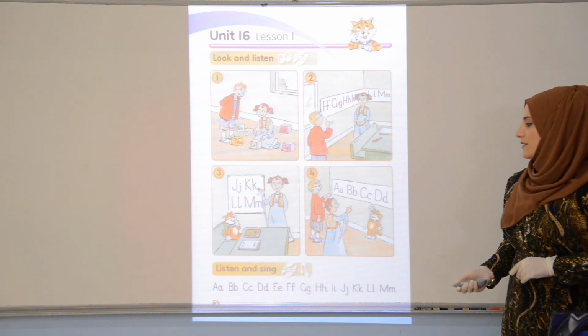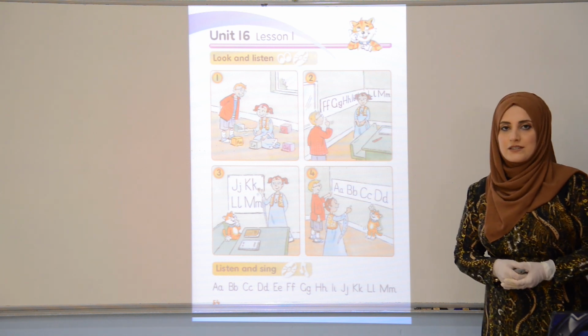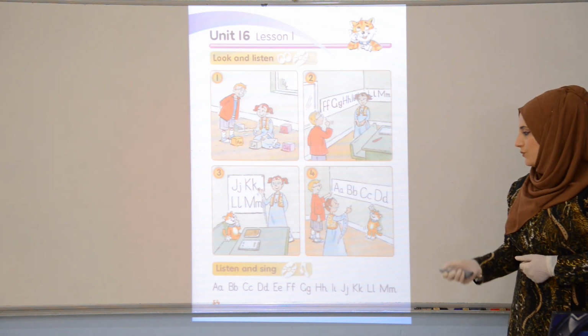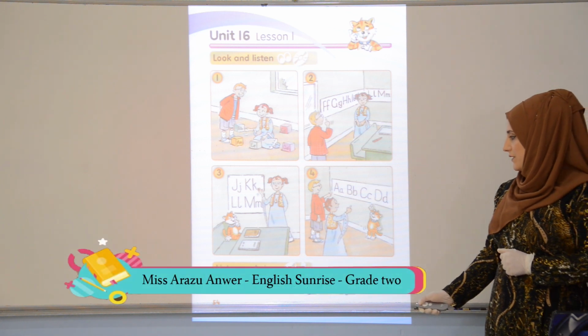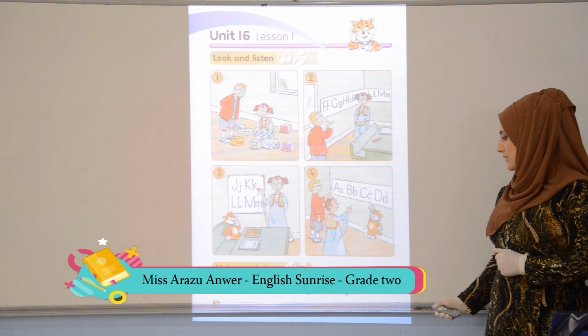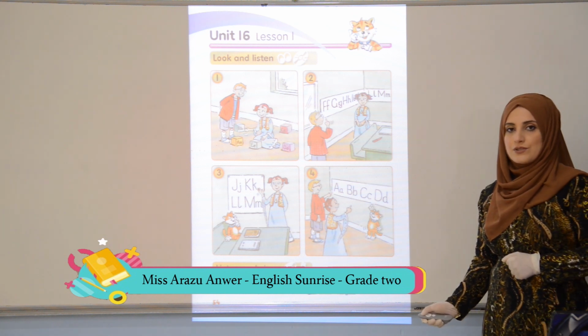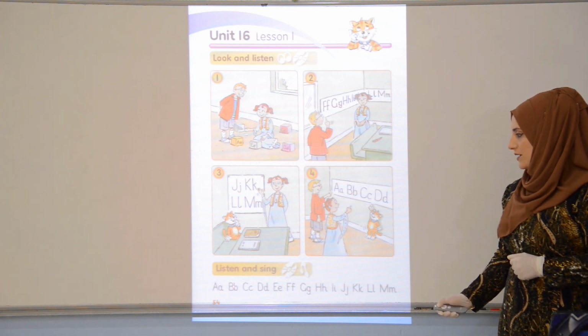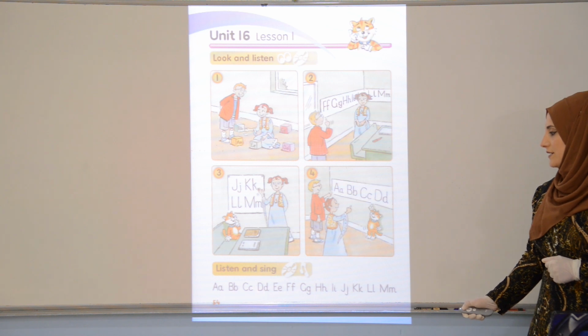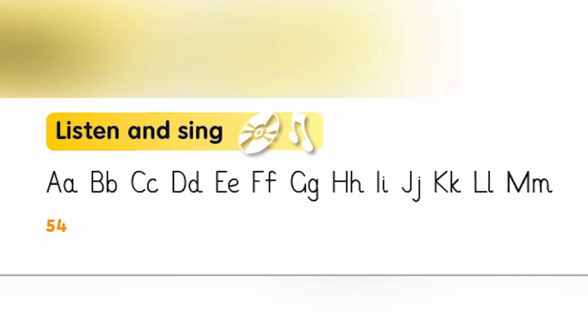Student, as I told you, we have 26 letters, but in this unit, we review from A to M. Look at this, student, we have the letters and also the sound of the letters, okay? Now, let us say the sounds of the letters, okay, student? For example, we say A, B, B, K, K, D, D, E, F, F, G, G, H, H, I, J, J, K, K, L, M, M.